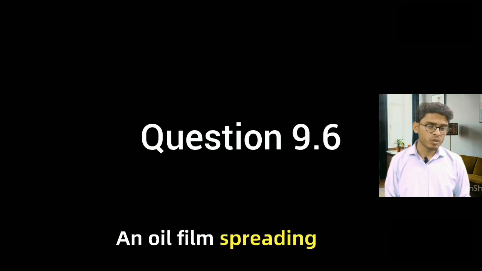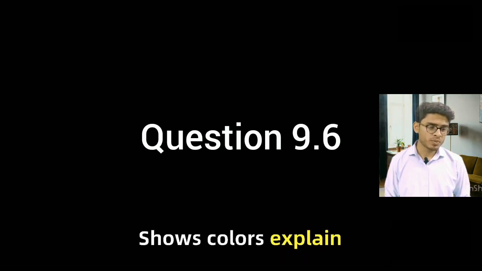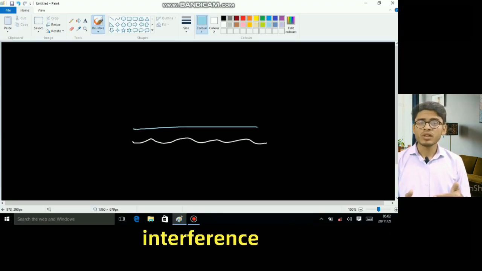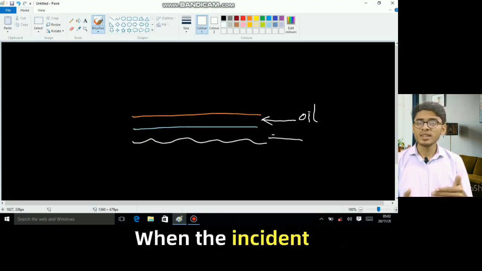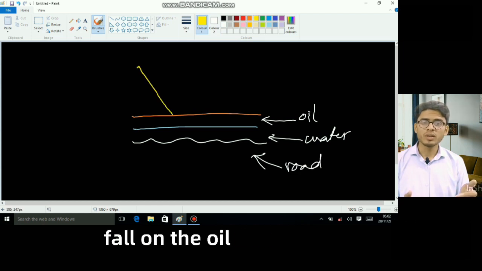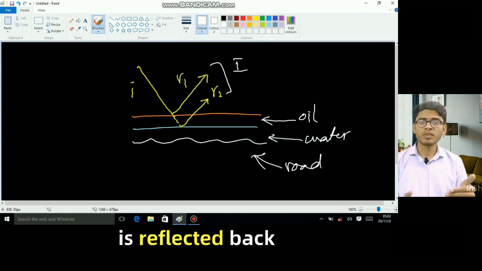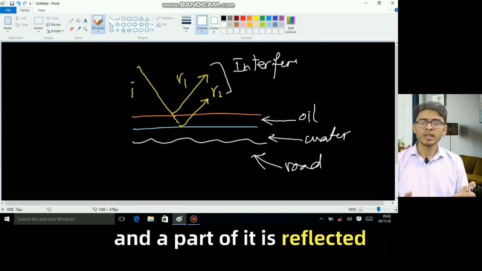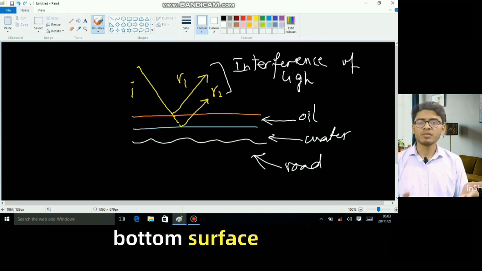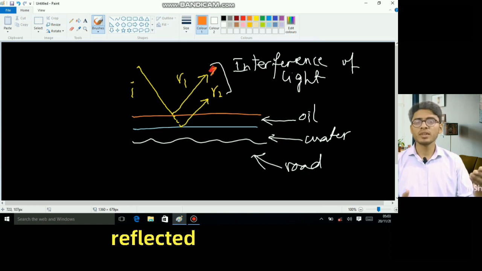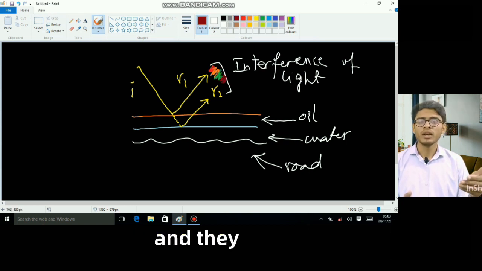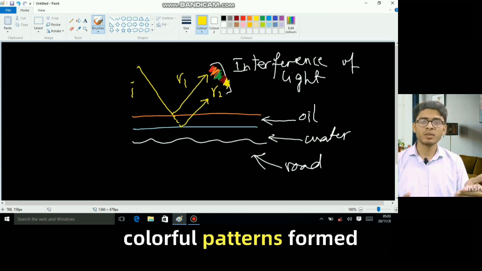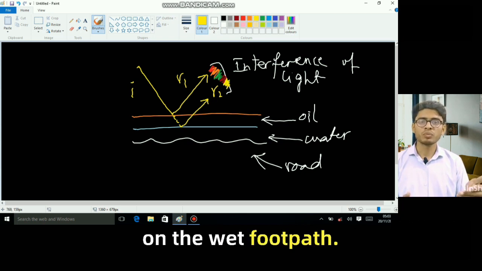An oil film spreading over a wet footpath shows colors. Explain how this happens. This happens because of the interference of light. When the incident ray falls on the oil film, a part of it is reflected back from the upper surface of the film and a part of it is reflected back from the bottom surface of the film. Both reflected rays are coherent and they interfere with each other, hence colorful patterns form on the wet footpath.